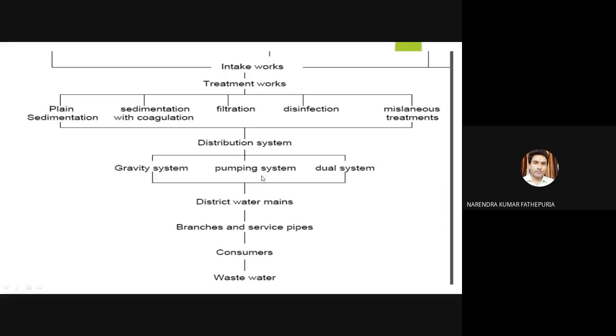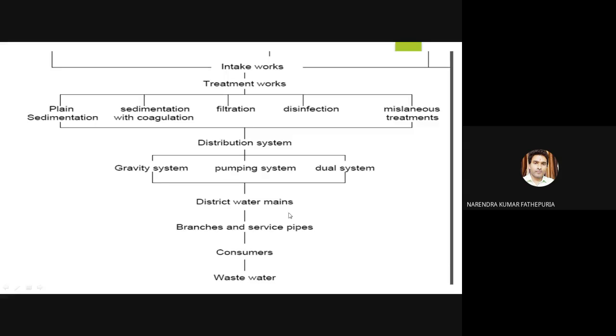Another one is where pumping systems are required. Suppose we have hilly areas and water has to be lifted from the ground, then pumping stations are required. And one is the dual combined system: some portions through gravity, some portions from the pumping station.